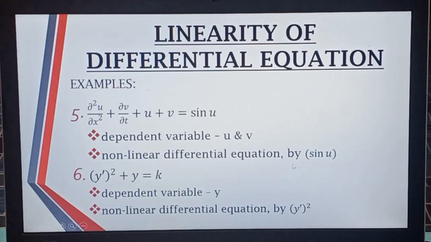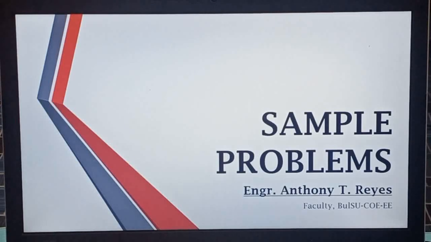Then last example is the first derivative raised to 2 plus y equals k. The dependent variable in this equation is y. Then this is considered to be nonlinear because of the term of first derivative raised to 2. And that's all for the topic. Now let's do some sample problems.